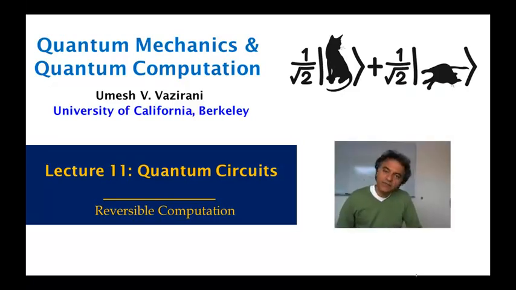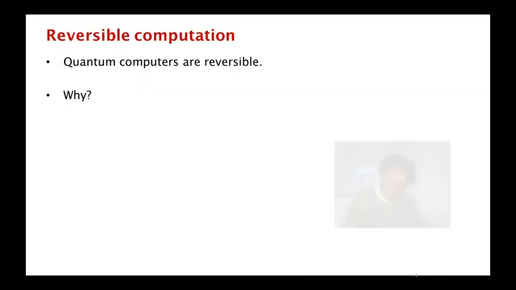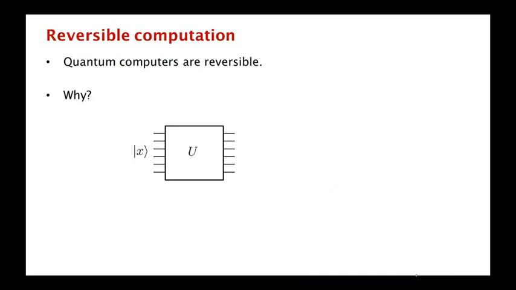Okay, so in this video we'll talk about one other aspect of quantum circuits, which is their reversibility. It turns out to be something that's eventually simple to deal with, but it's something that we have to tackle. So quantum computers are always reversible. So what do we mean by that?